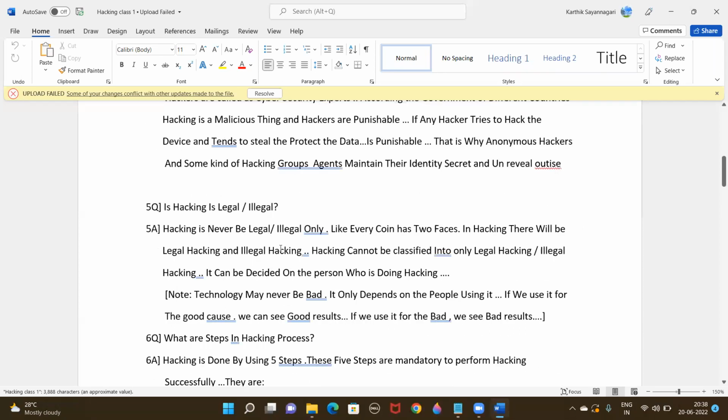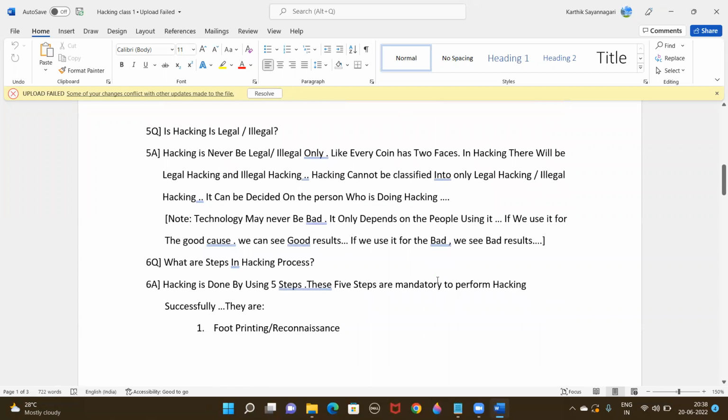See, hacking is never legal or illegal by itself. Like every coin has two faces, in hacking there will also be two faces, legal hacking and illegal hacking. Hacking cannot be classified into only legal hacking or illegal hacking. It can be decided by the person who is doing that hacking.